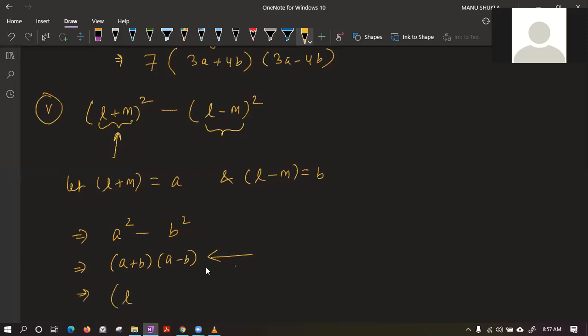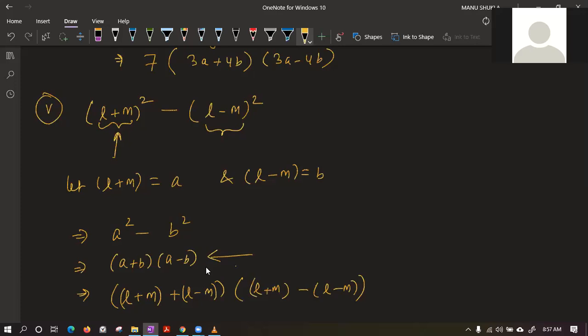A is equal to L plus M and B is equal to L minus M. Just put it. Whenever you are putting the values, always put them in brackets because you never know where the negative sign is. And in the second one, you have L plus M minus L minus M.